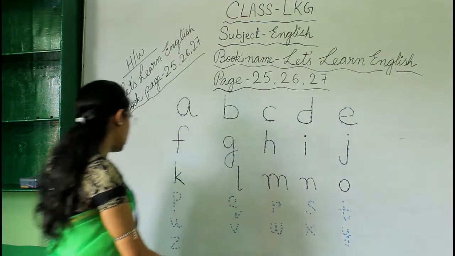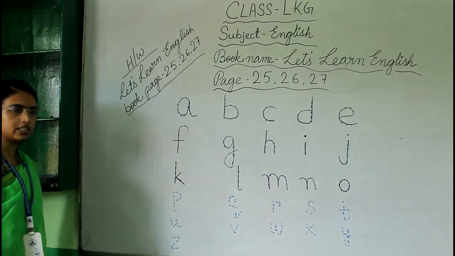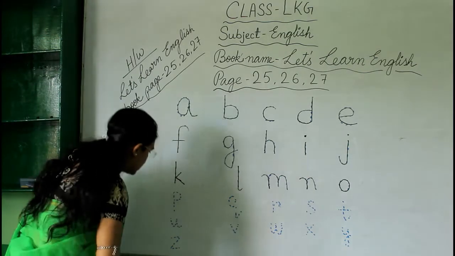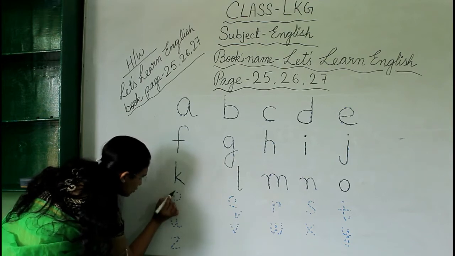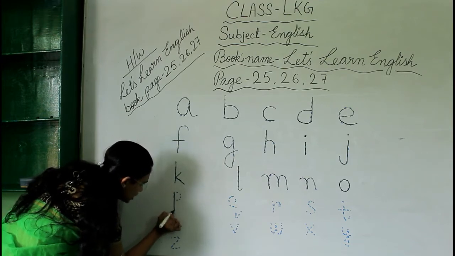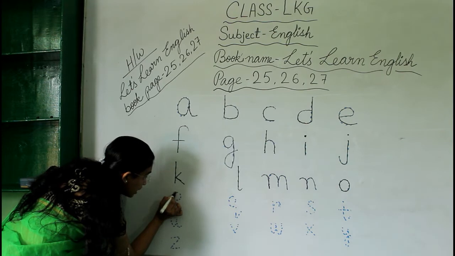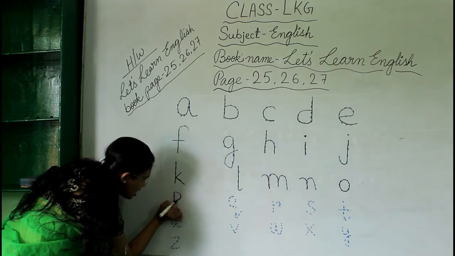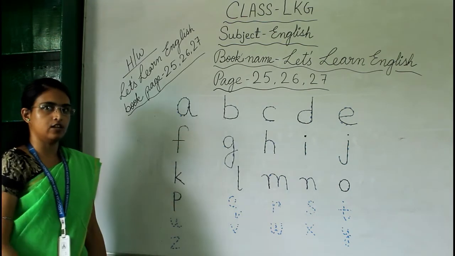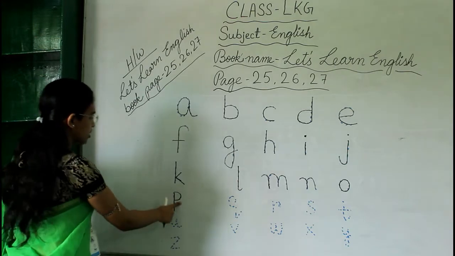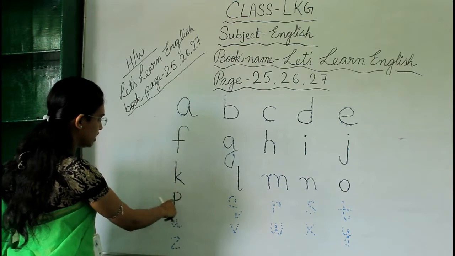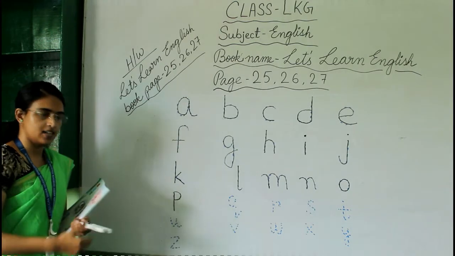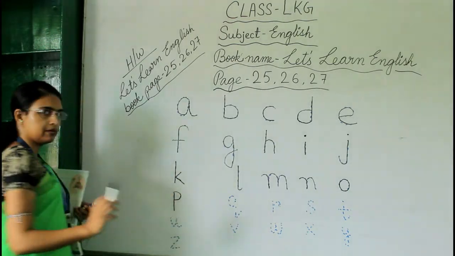Okay. Now after O, which letter? Yes, P. This is small letter P. For making small letter P, first we have to draw a straight line, then a curved line, but on the right hand side. Okay, remember this thing. When you are writing small letter P, you have to draw a curved line on the right side. Okay, so remember these things.